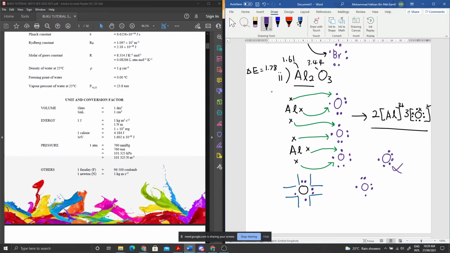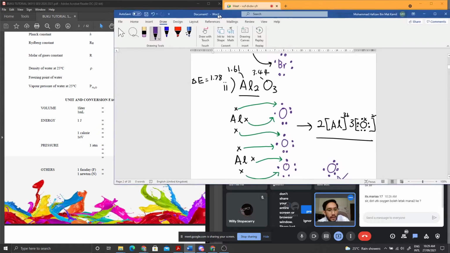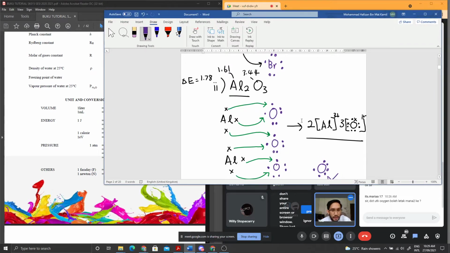Okay, 1, 2, 3, 4, 5, 6. Salah. So make sure you letak atas dengan bawah and kiri and kanan only. Make sure there's a separation. That's how you draw a Lewis structure. Every Lewis structure.